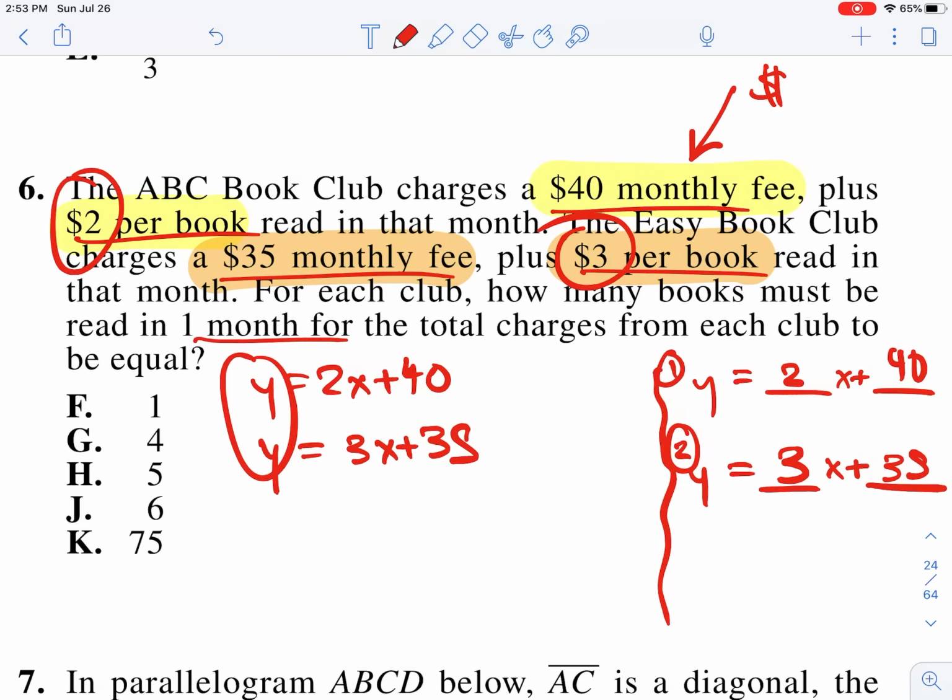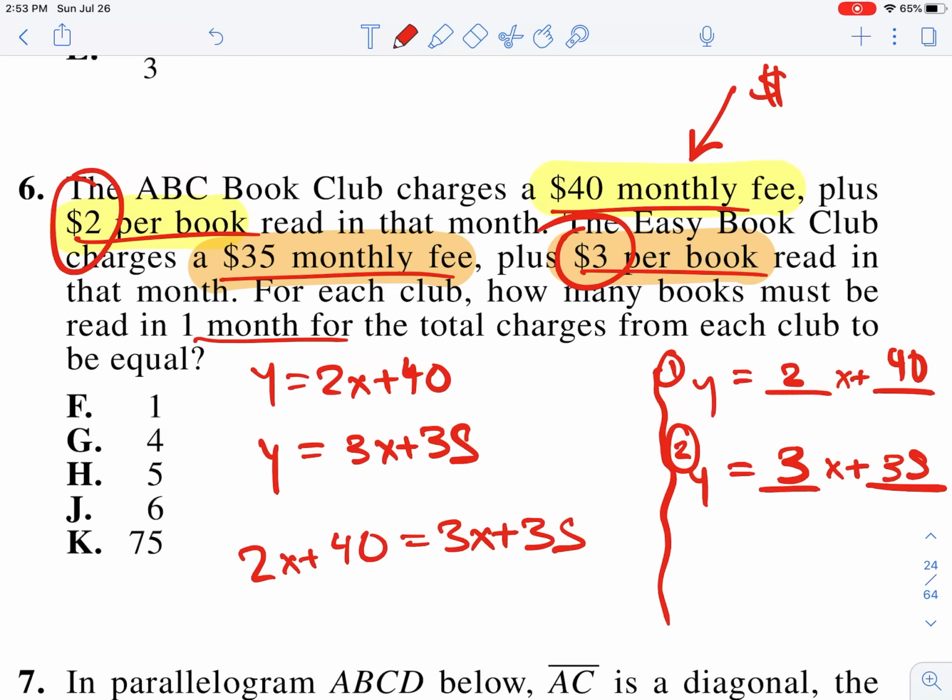We want the y values to be equal, and we want to find the x value, the number of books, for the y values to be equal. So what we could do is just make the y's equal to each other. You can literally do that by taking this y and plugging it up here. Here's what this looks like. You're going to have 2x plus 40 equals 3x plus 35.